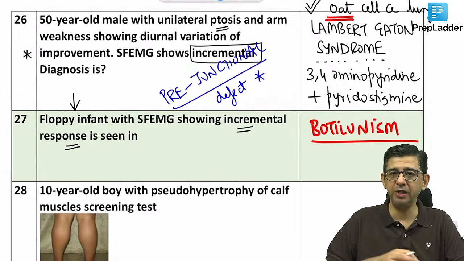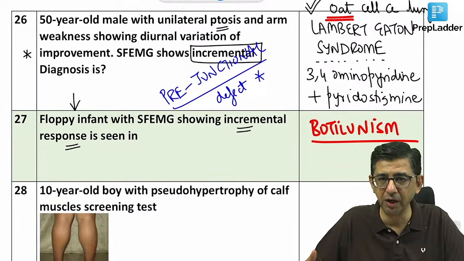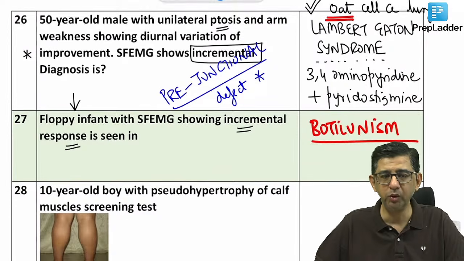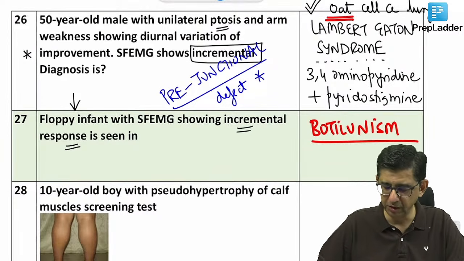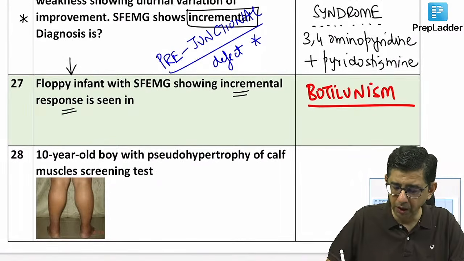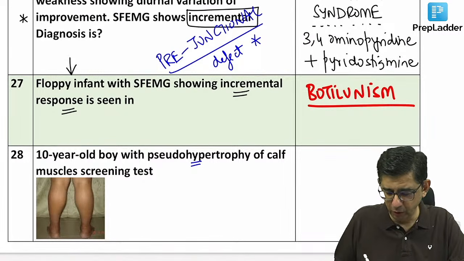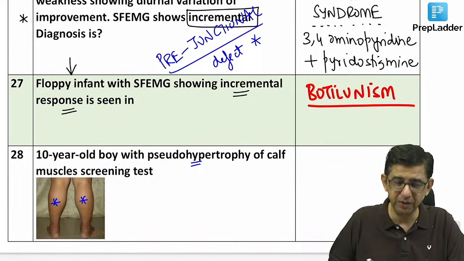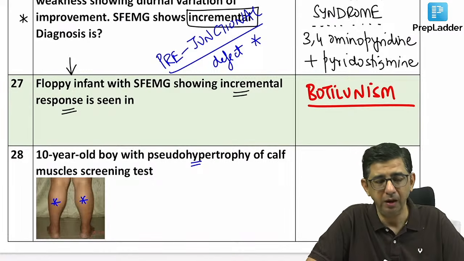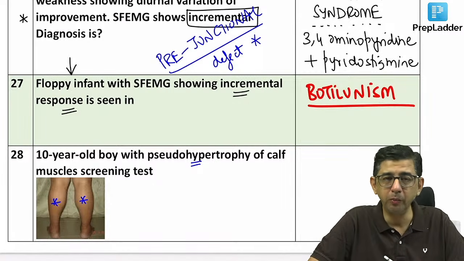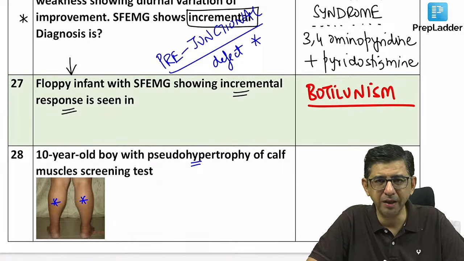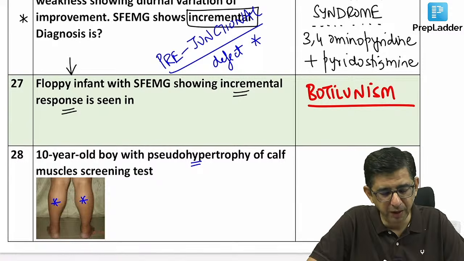Myasthenia gravis is a post-junctional defect, but the two that I've explained to you are examples of prejunctional defects. Okay, moving to the next one, we have this boy who has pseudohypertrophy of the calf muscles. The calf muscles look big, like those of a football player, but this is pseudohypertrophy. You touch the muscles, they're very flabby.